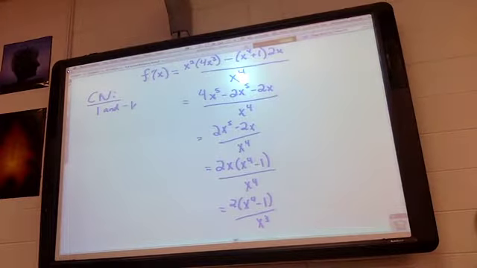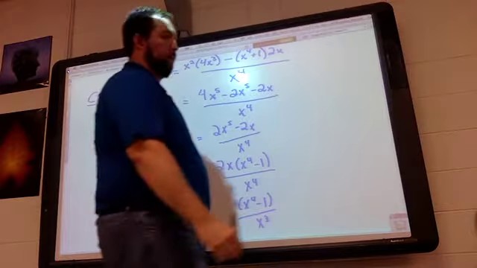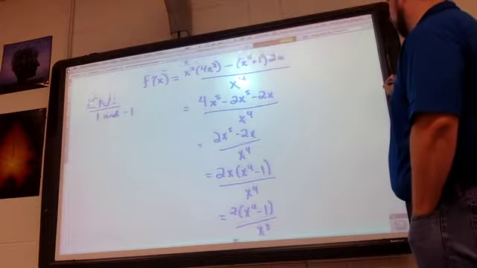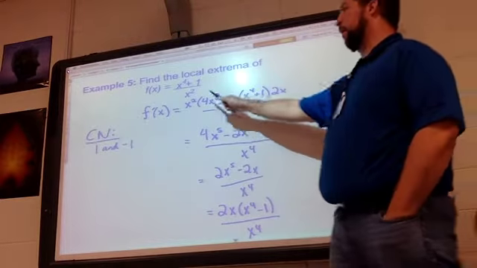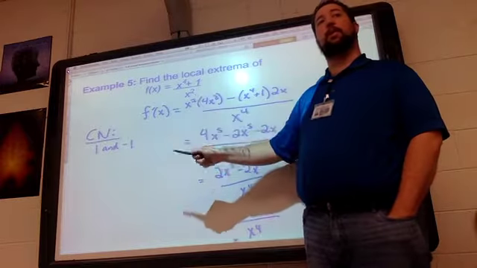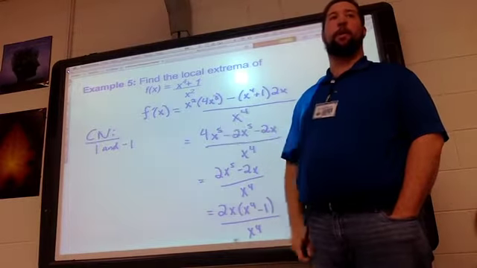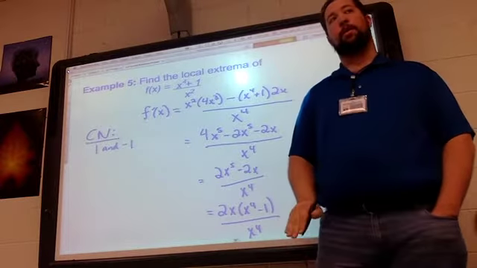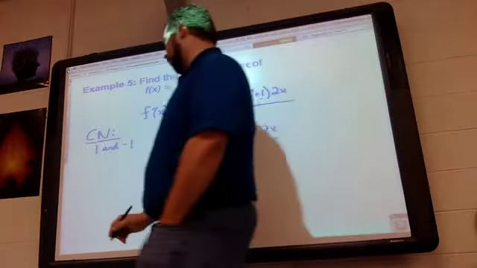No. If you look at the original problem, can you plug a 0 into the original problem? No, because it'll be undefined. Plugging a 0 is undefined in the original problem. So 0 is not a critical number, but we do need to include it on our number line.